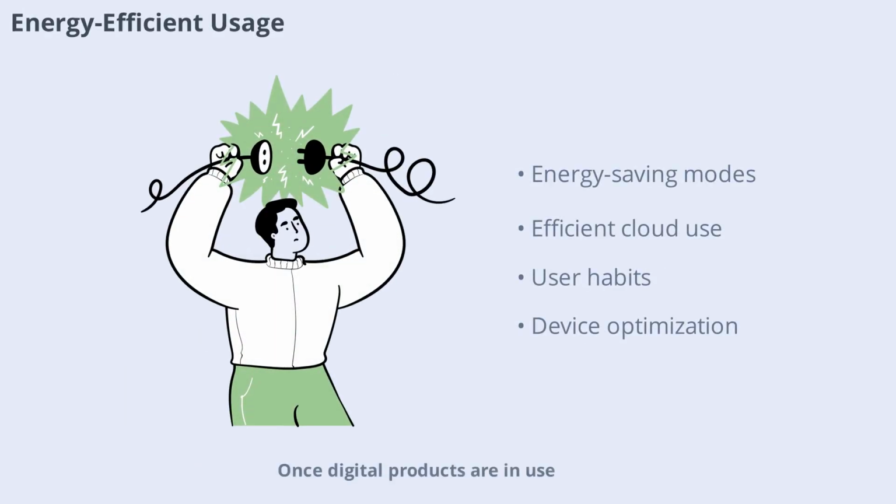Once digital products are in use, their energy consumption becomes a major concern. Sustainable usage means optimizing devices and systems to use less power, such as enabling energy-saving modes and using cloud services efficiently. Users can also contribute by turning off devices when not in use and choosing energy-efficient models. These small actions, multiplied across millions of users, can significantly reduce the environmental impact of digitalization. Next, we'll discuss the importance of responsible maintenance.